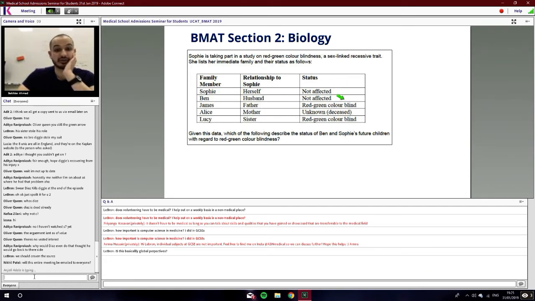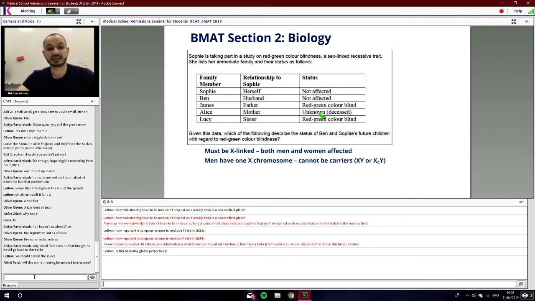Her husband is not affected. But Sophie's father was red-green colorblind. Her mother wasn't, and her sister is. So from that, you can think that it's X-linked because both men and women are affected. And then men have one X chromosome, so they can't be carriers. They can either have the disease, in this case, red-green colorblind, or they won't.